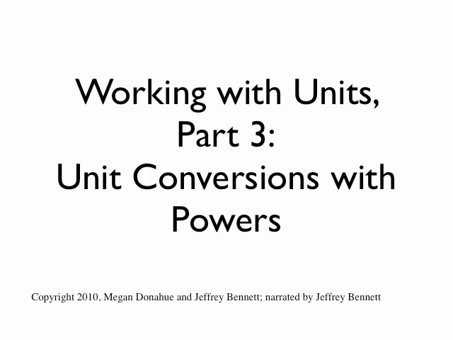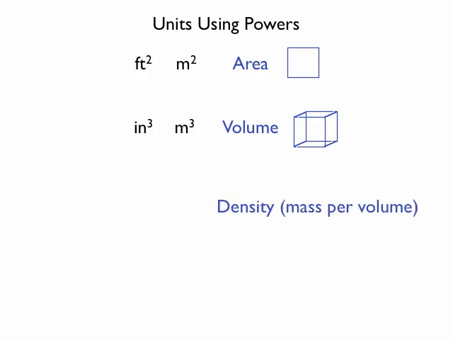We often deal with units that are raised to powers. For example, we measure areas in units such as square feet, which we write as feet to the second power, or square meters, which we write as meters to the second power. We measure volume in units such as cubic inches or cubic meters, and density in units such as grams per cubic centimeter, where as usual, per tells us to divide.